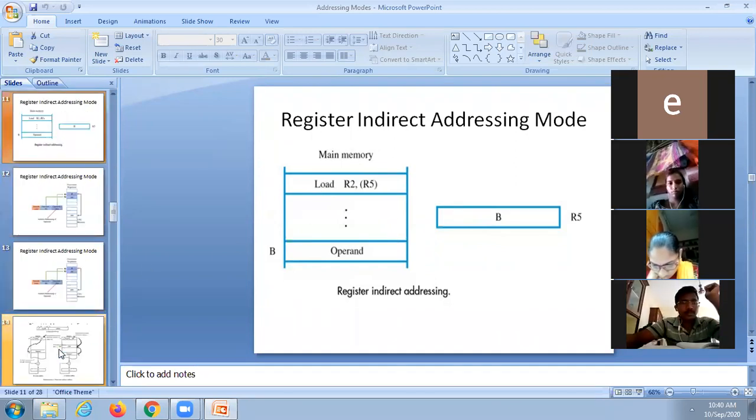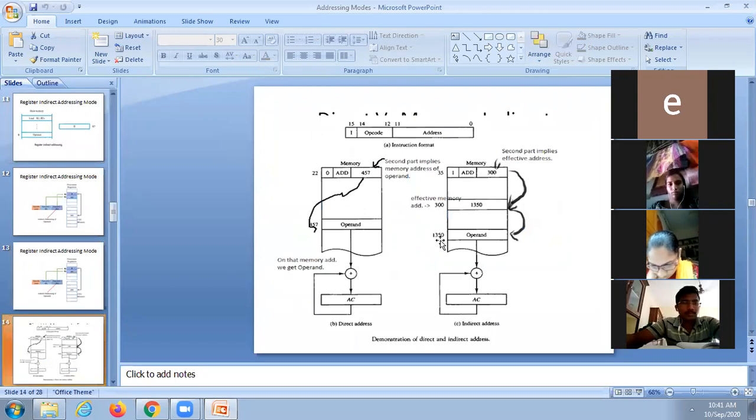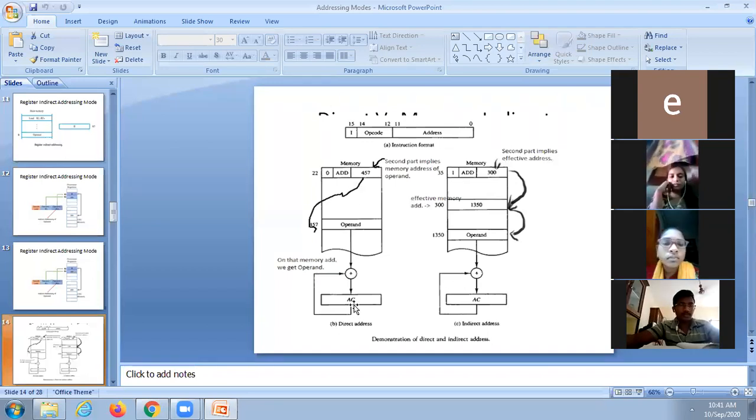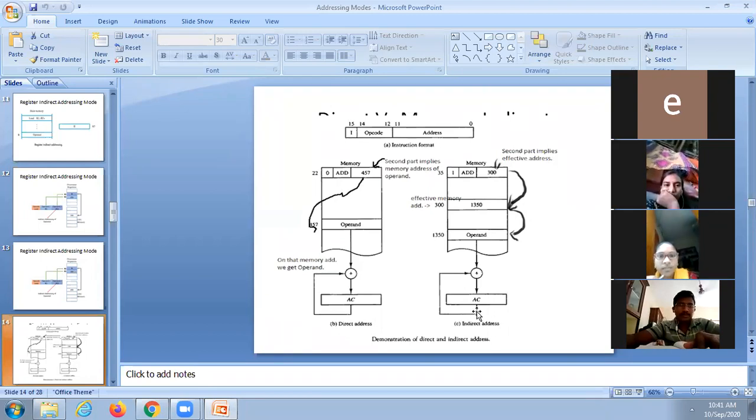Then this is the difference between the absolute addressing mode or direct addressing mode and indirect addressing mode. This is the memory indirect addressing mode. This is memory direct or direct. The default one is direct addressing mode, meaning memory direct addressing mode. Here this is memory indirect addressing mode.